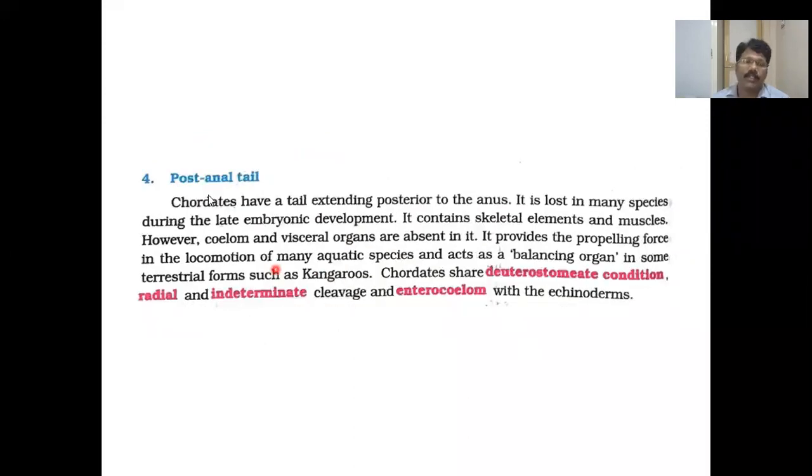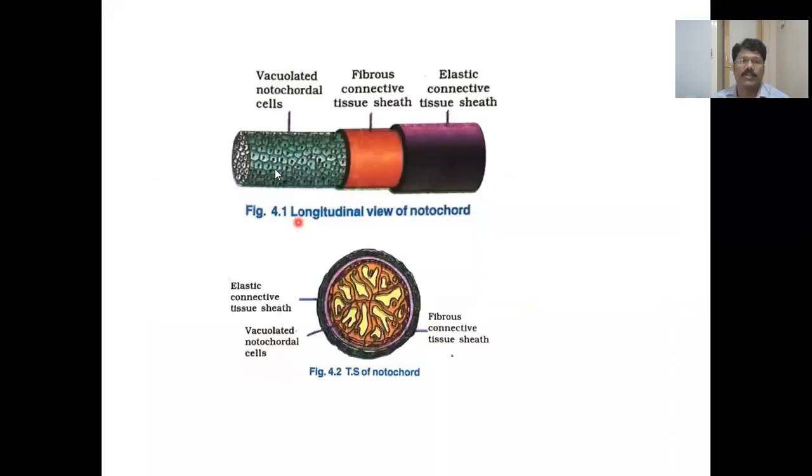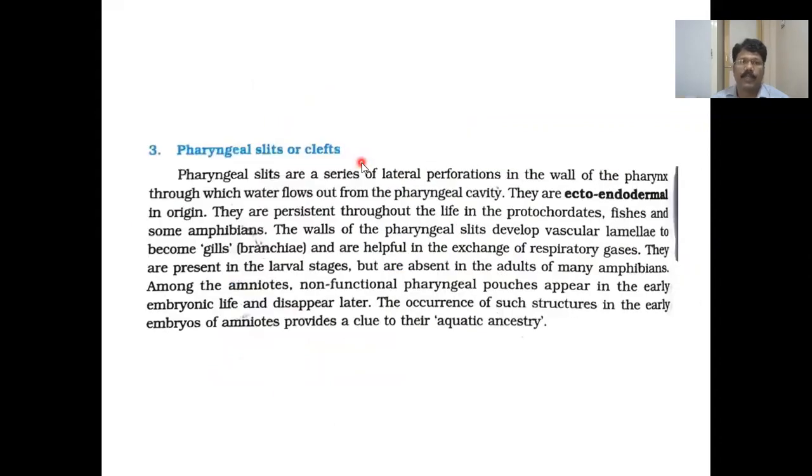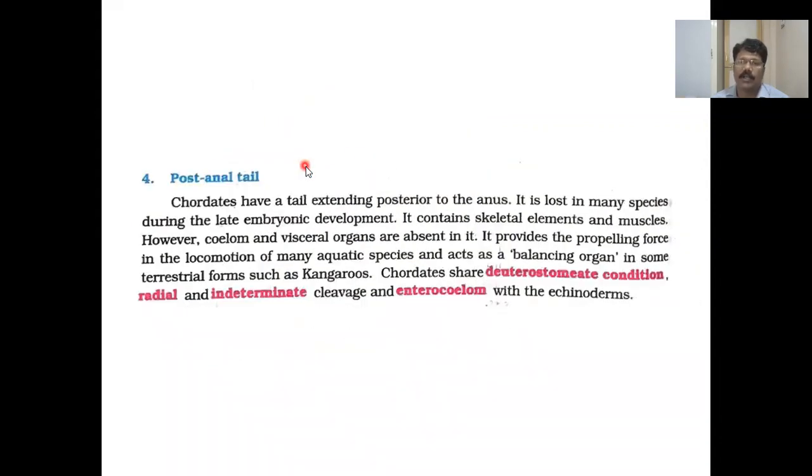And the fourth one is the post-anal tail. So these three characters, that is the notochord, the dorsal nerve cord, and pharyngeal slits, are the three fundamental characters. And the other one is the post-anal tail. And many times the chordates may have a tail which extends beyond the anus, and it may be lost during the embryonic development.